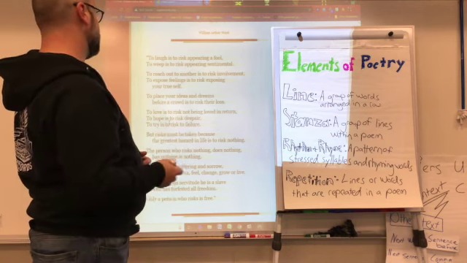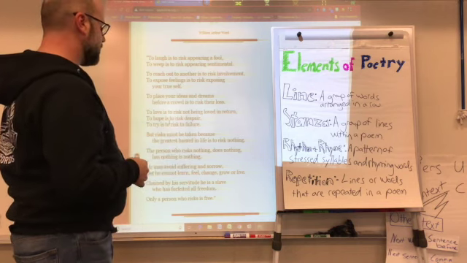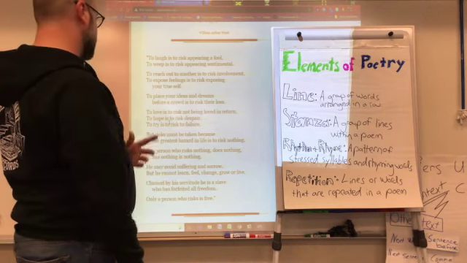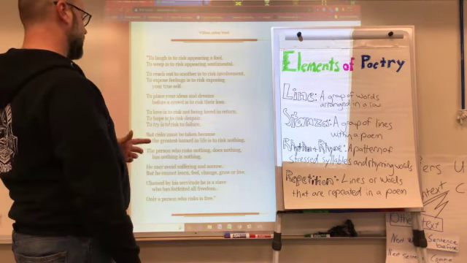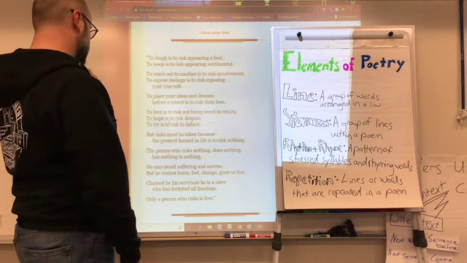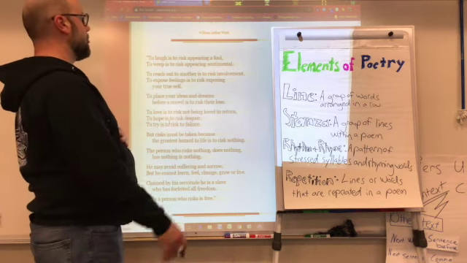But risk must be taken because the greatest hazard in life is to risk nothing. The person who risks nothing, does nothing, has nothing, is nothing. He may avoid suffering and sorrow, but he cannot learn, feel, change, grow, or live. Chained by his servitude, he's a slave who has forfeited all freedom. Only a person who risks is free.